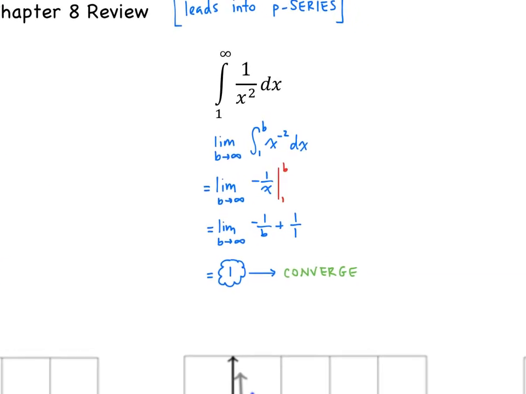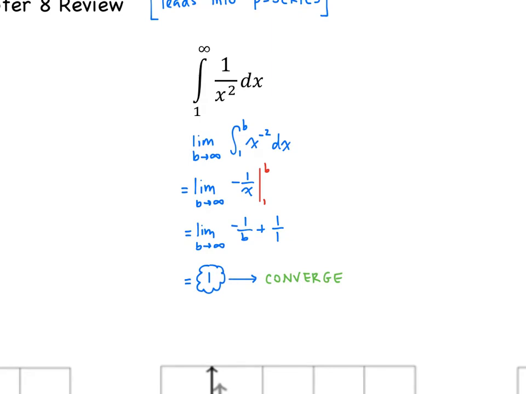If we take a look at this next example, we walk through this hopefully relatively quickly. Again, integrating from 1 to infinity, this improper integral. We're now taking the limit as b approaches infinity of the integral from 1 to b of x to the negative 2 dx. We can integrate this very nicely, and it becomes negative 1 over x. Evaluating that from 1 to b, we're now taking the limit as b approaches infinity of negative 1 over b plus 1. And when we get negative 1 over infinity, that goes to 0, so we're just left with 1. So we would say it converges.